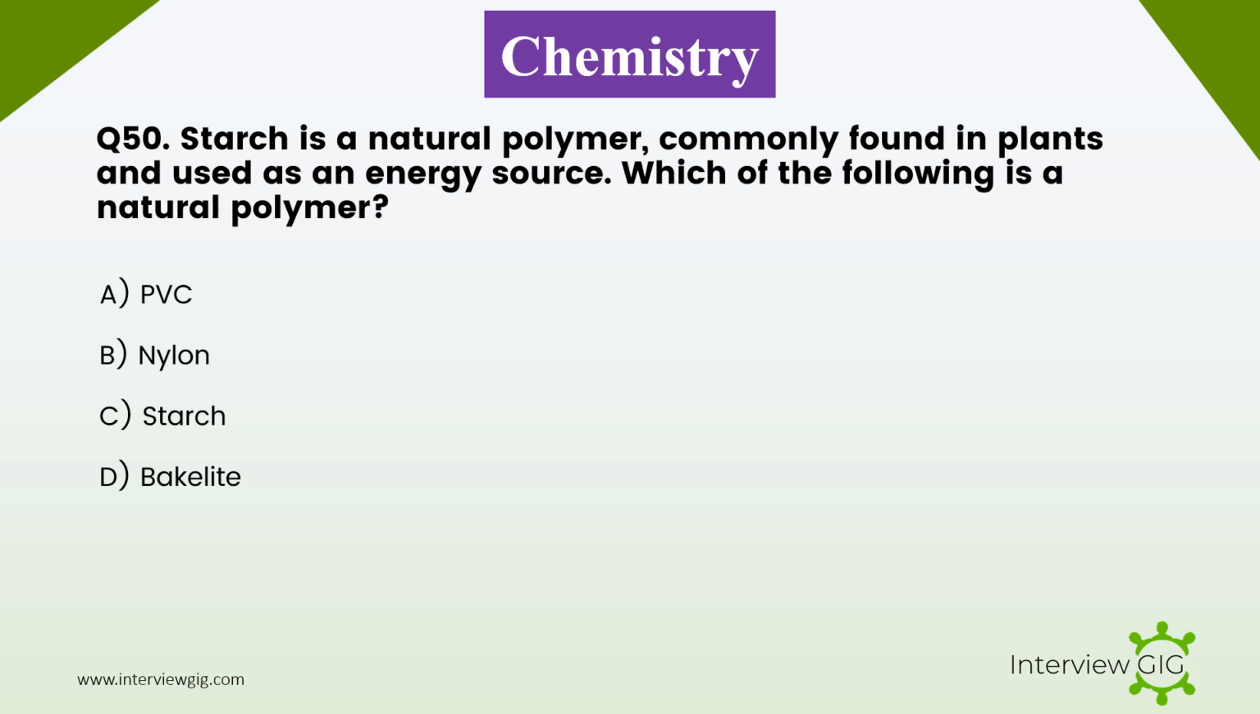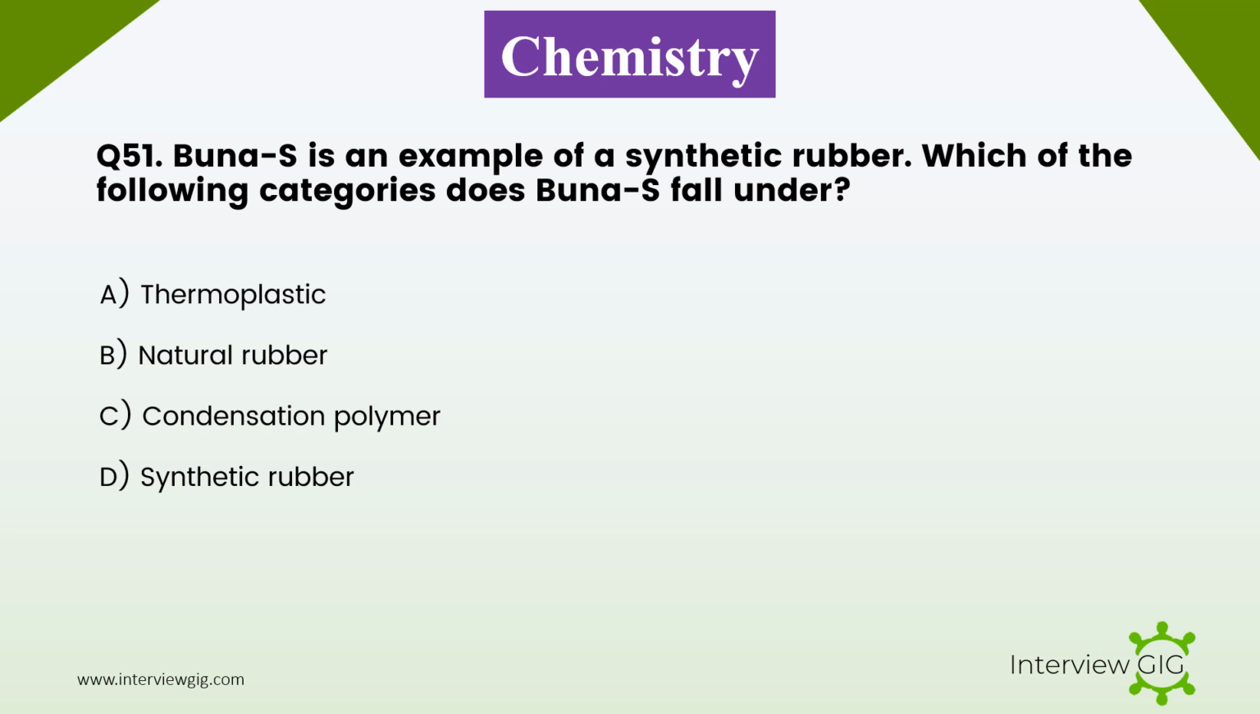Starch is a natural polymer, commonly found in plants and used as an energy source in many living organisms. Which of the following is a natural polymer? A. PVC. B. Nylon. C. Starch. D. Bakelite. Answer C. Starch. Next question.